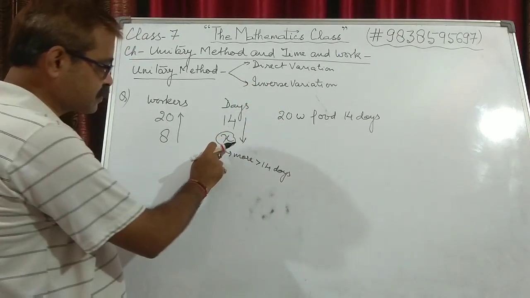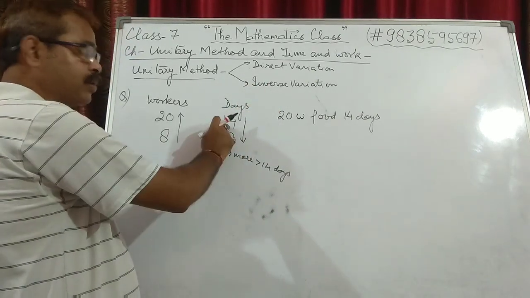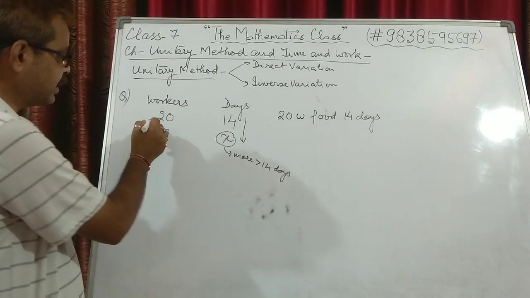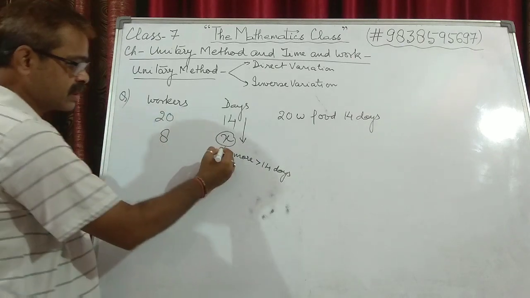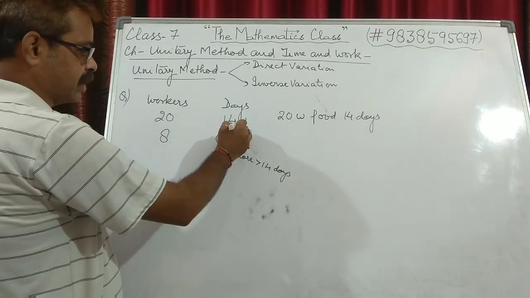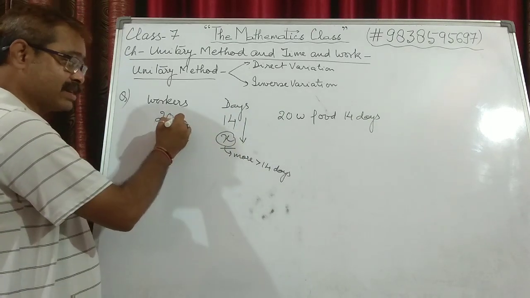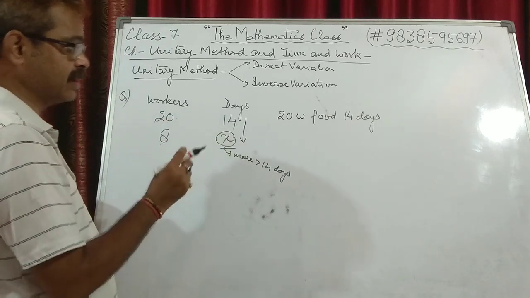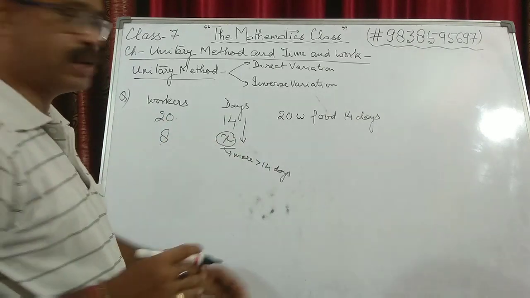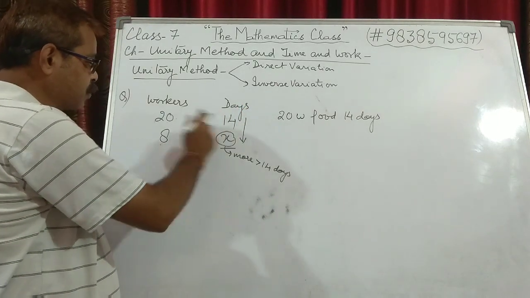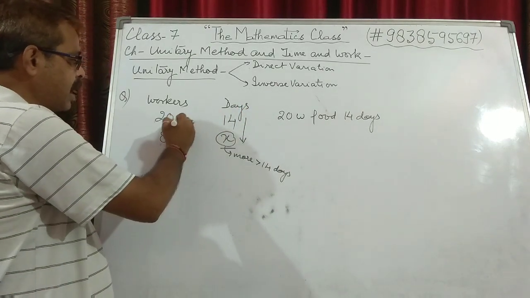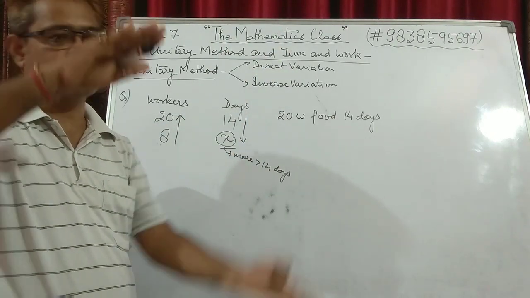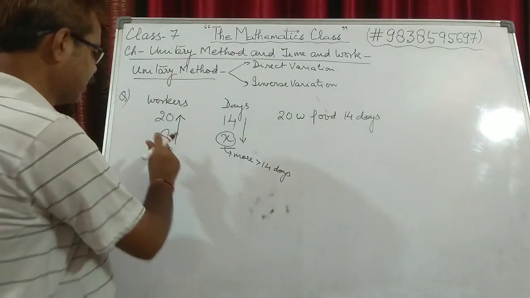Means this value will be more than 14, but you can see that this value 20 is more than 8. Means here X is more than 14, but here 8 is less than 20. It means this is increasing while this is decreasing. If it is decreasing, it means there is an inverse variation. So if this arrow is towards downwards, the other arrow has to be upwards. This shows that if one thing is decreasing, then the other thing is increasing, or if one thing is increasing, then the other thing is decreasing.